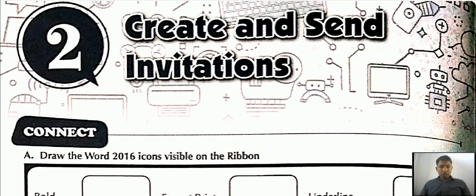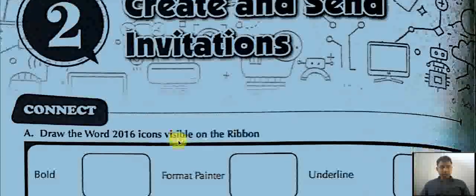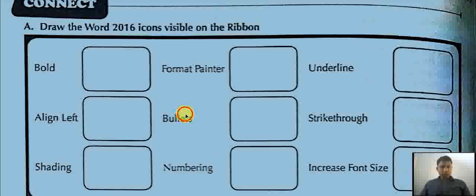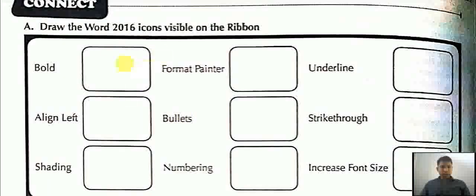In this tutorial we are going to start with our second chapter, that is create and send invitations. So here at first you see you have to draw the different icons in Word 2016, means the bold icon, format painter icon. So these are the icons which you have to draw by seeing the MS Word 2016. Now let's start the chapter.